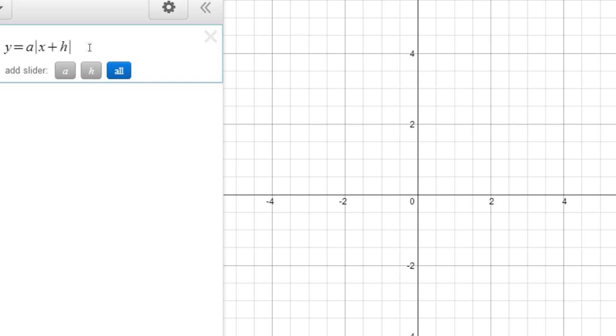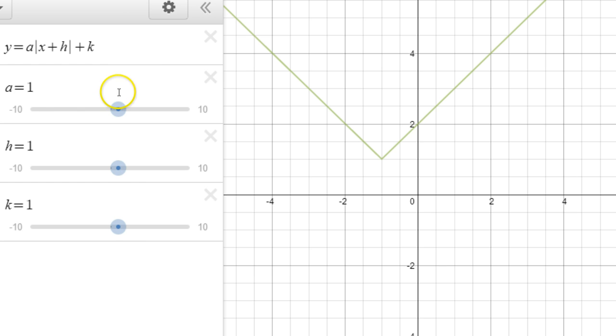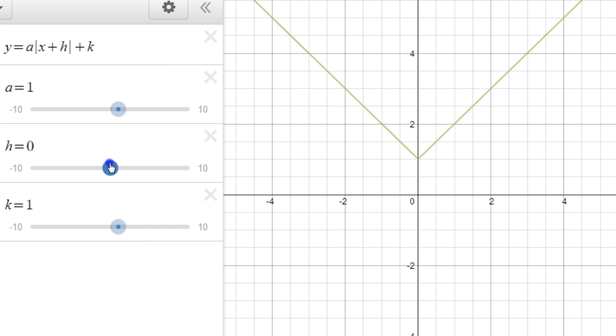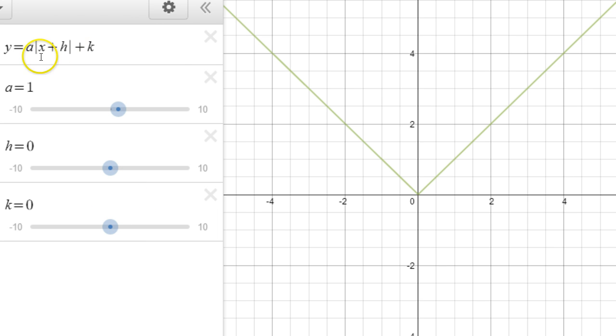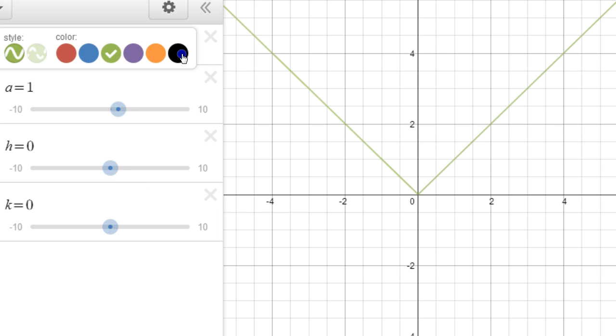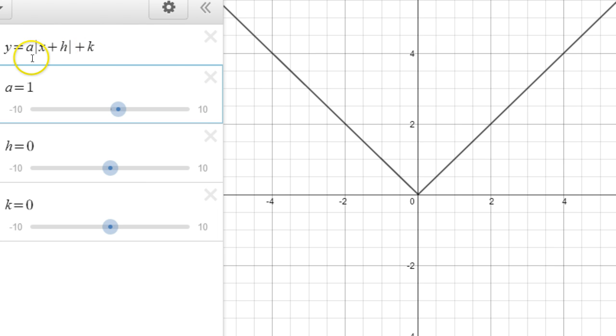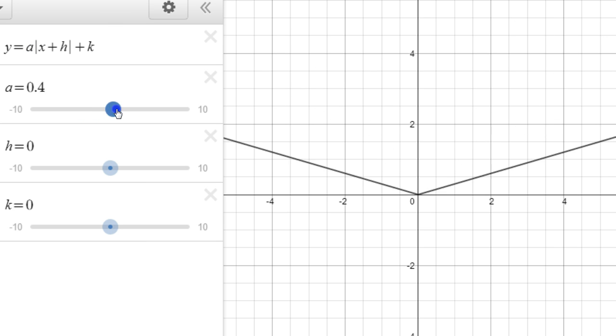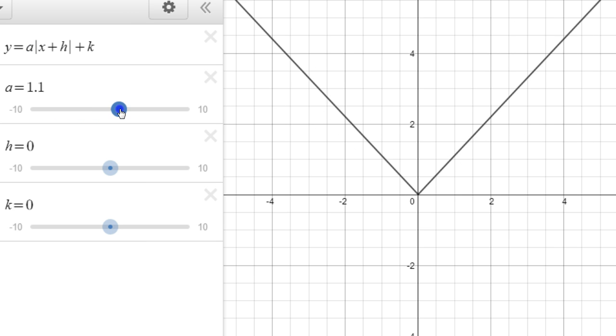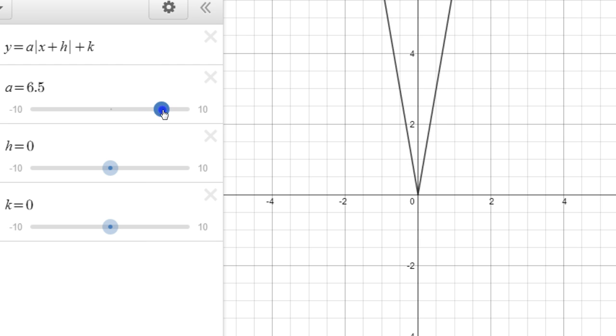And if you remember in our family of functions when we talked about this, okay, so everything's all set up. Change that to 0. There we go. And let's change this to black. That's easier to see. Okay, alright, so there's our absolute value function graph. Okay, this controls the vertical stretching, the vertical compression. If it's less than 1, okay, if we stretch it out, it's going to be greater than 1.